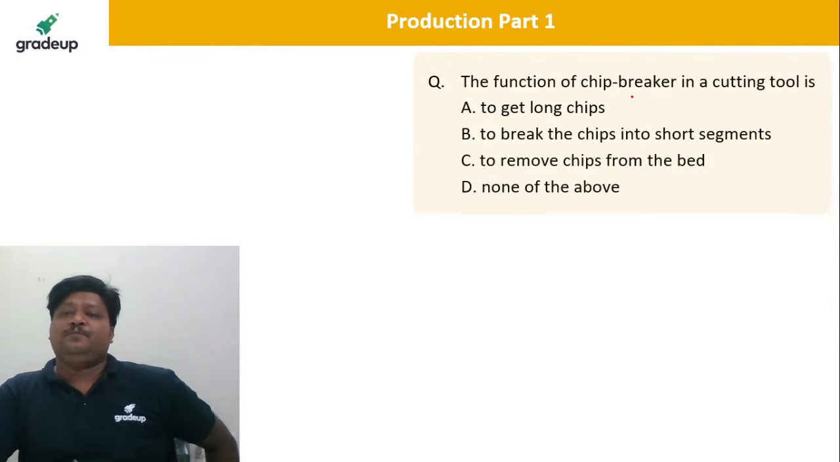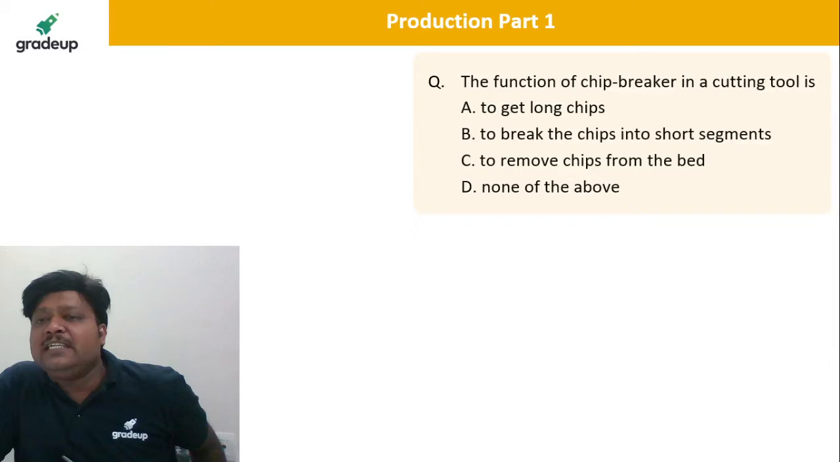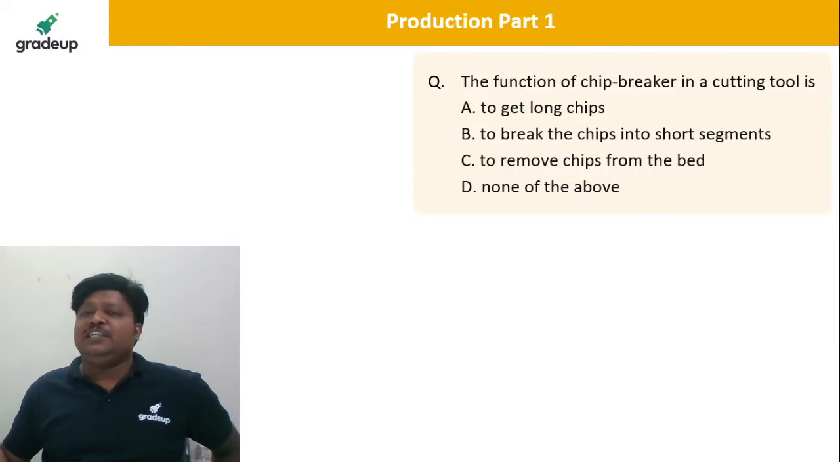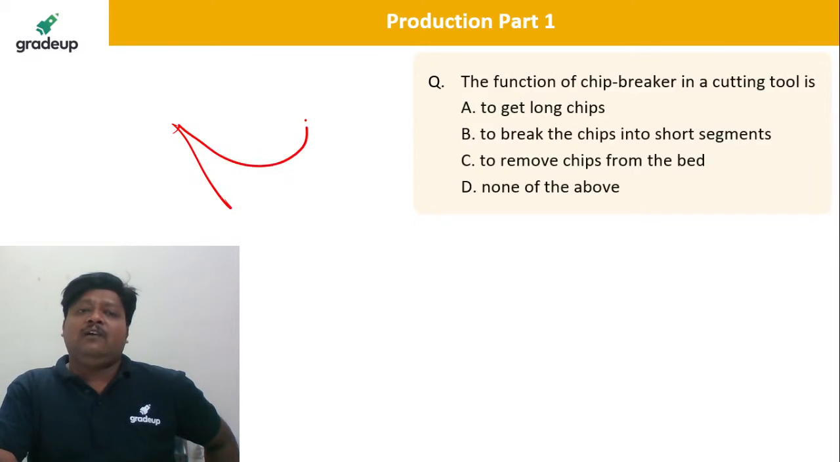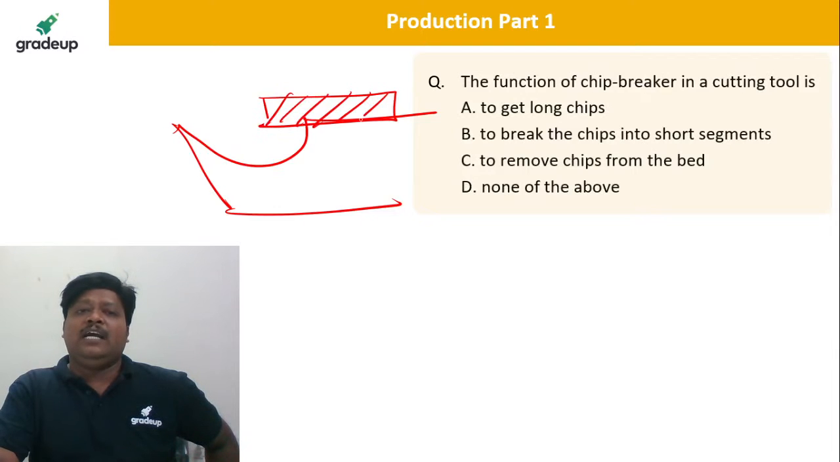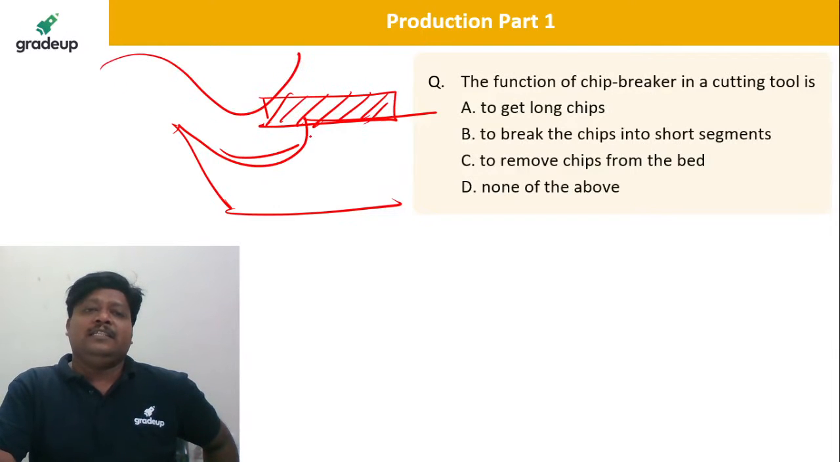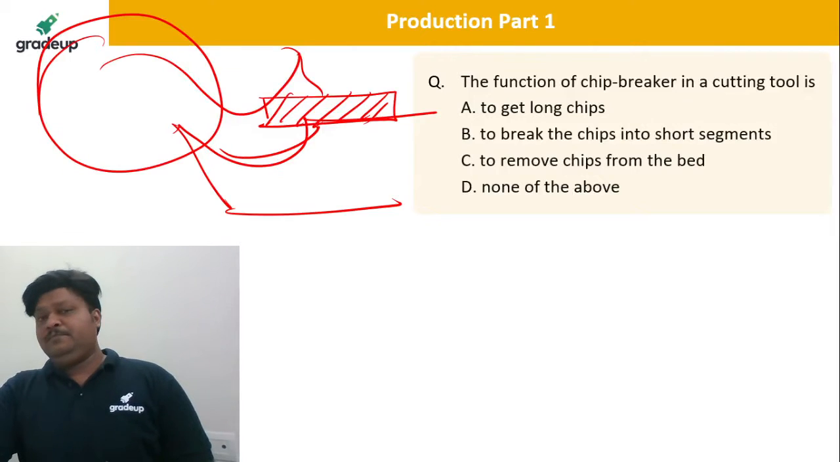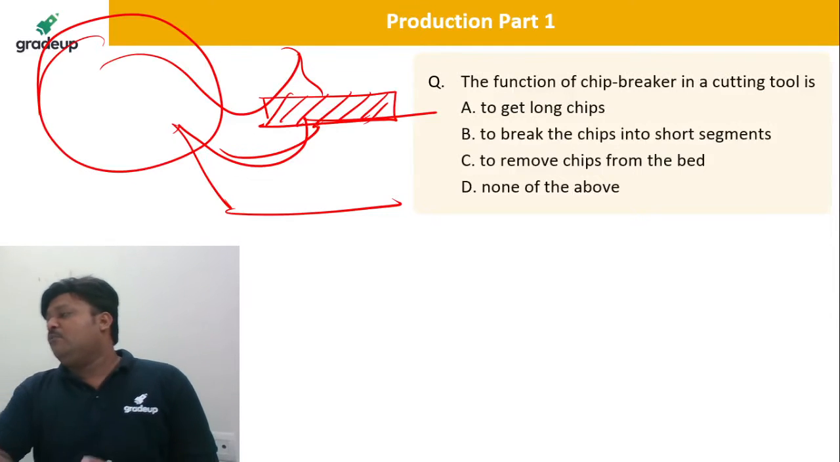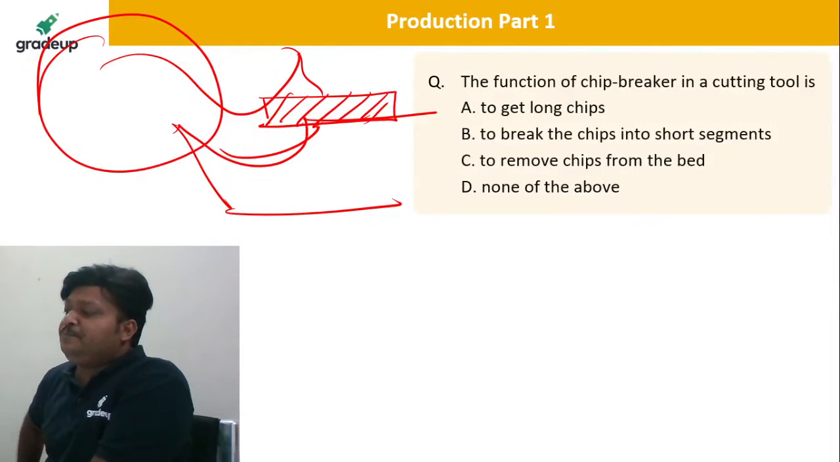Next question. The function of the chip breaker in the cutting tool. We are interested in having the chip breaker, so here I have provided this chip breaker. Now why should I provide it? This is my chip. Tell me why: to get a long chip, to break the chip into short segments, to remove the chips from the bed, or none of the above. Tell me which is correct.